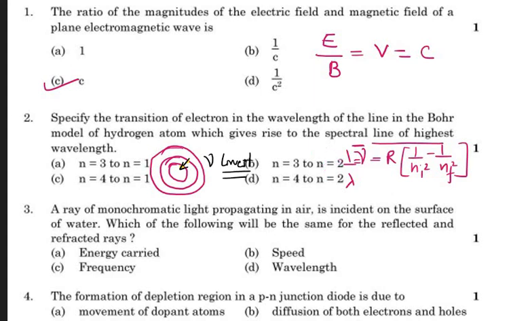We can see that option B has the transition from orbit 3 to 2. These are the closest orbits, so the frequency will be the lowest and the wavelength will be the maximum. So the correct option for this answer is option B.